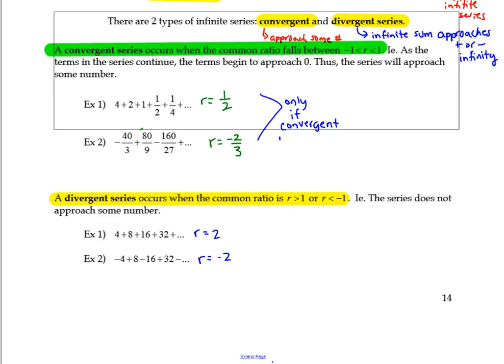Only if it is convergent can we find the infinite sum. That's awful English. If it is convergent, then we can find the infinite sum. I should take away that. Sorry.